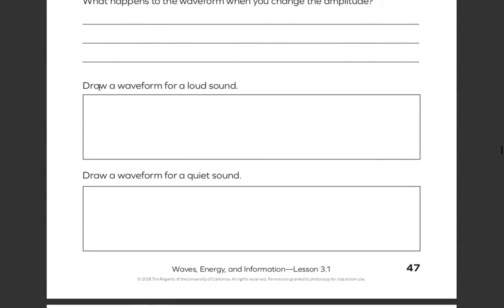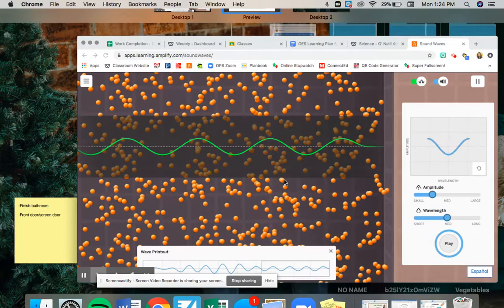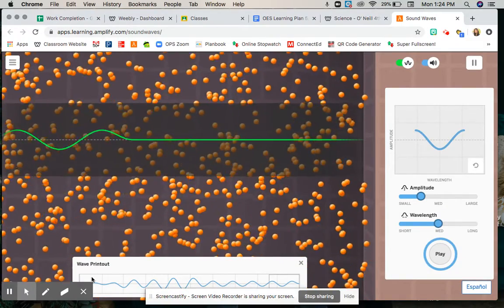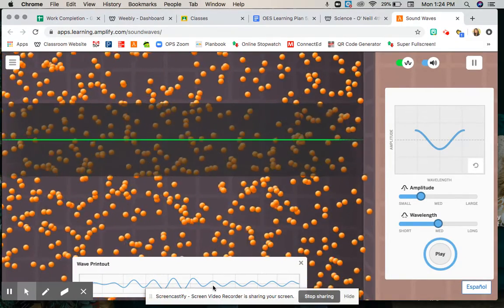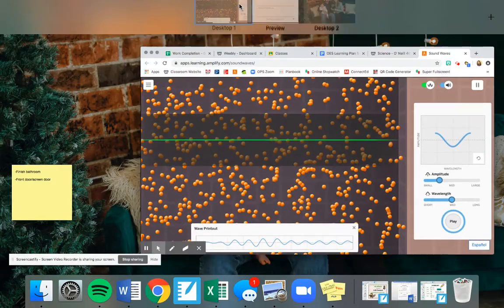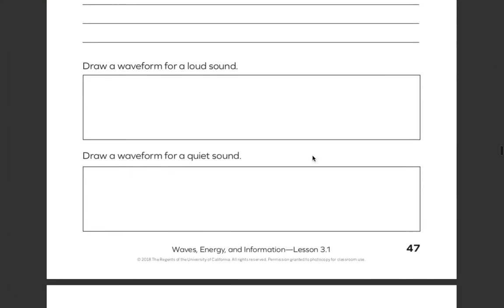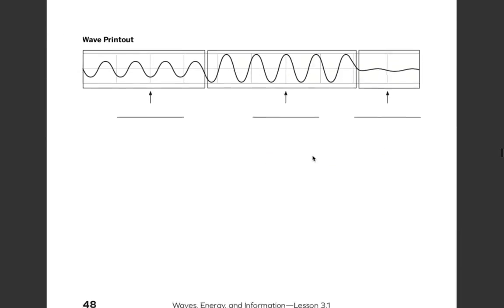And then here you have to draw a waveform for a loud sound and draw a waveform for a quiet sound. So remember this little wave printout here. Think about which ones are quiet. Think about which ones are louder. Once you're done with practice book page 47, you want to move on to practice book page 48.